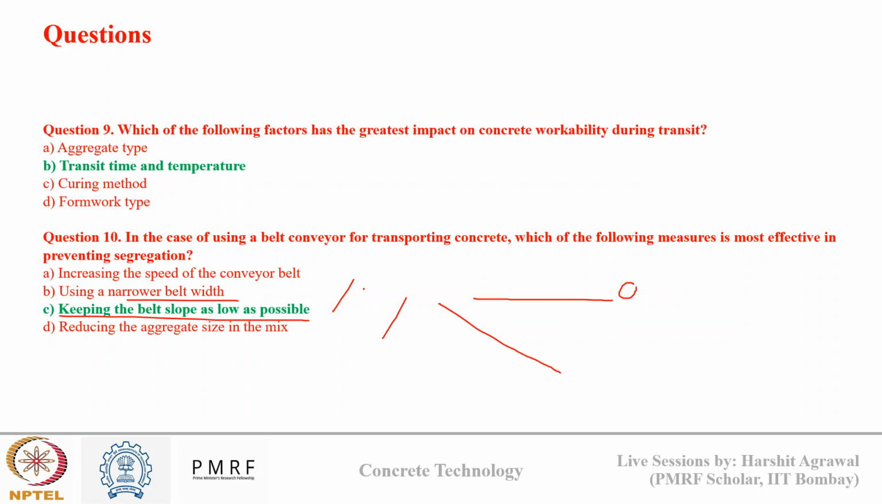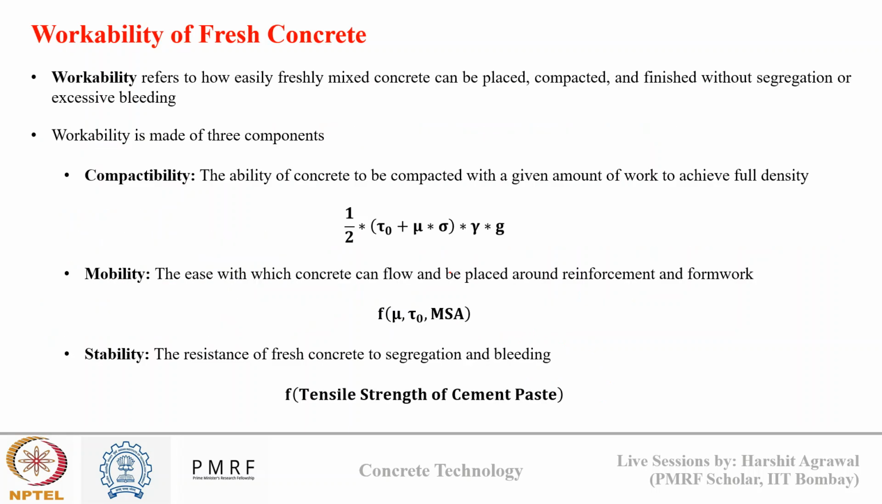The narrow belt and the wider belt will just make a difference in the quantity of concrete that is getting transported at a time, but the quality can be affected by the slope of my belt conveyor. If it is steep, then segregation chances will be more. Okay, so let's move ahead.